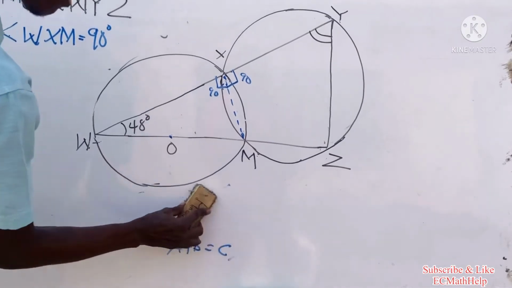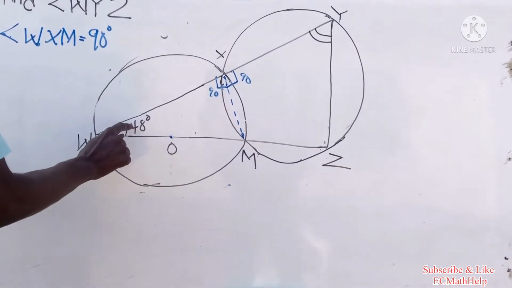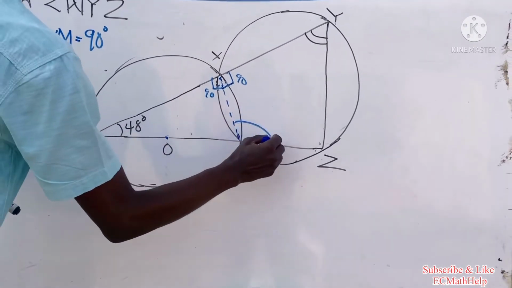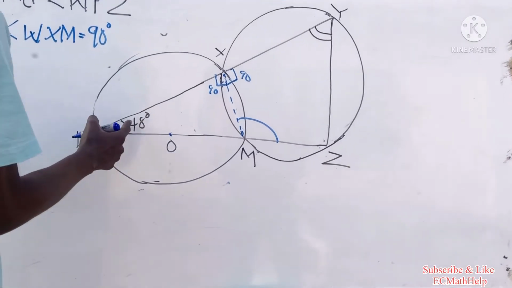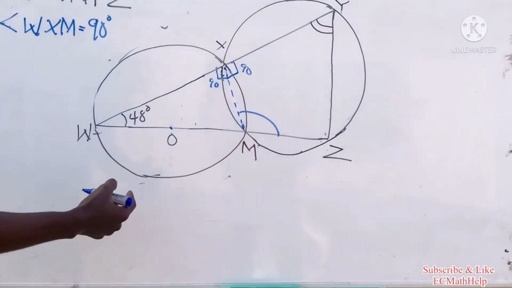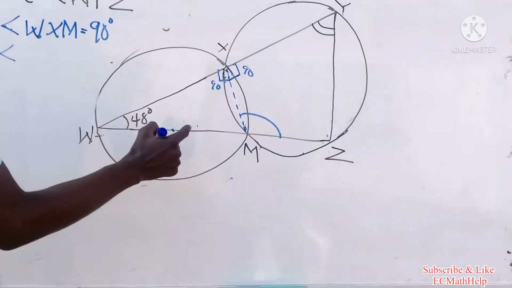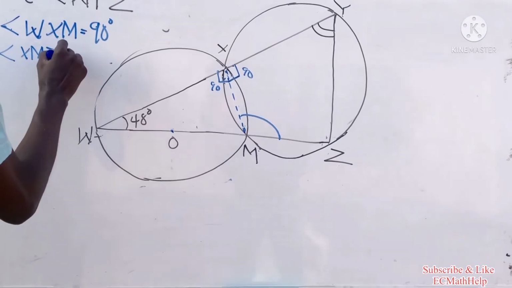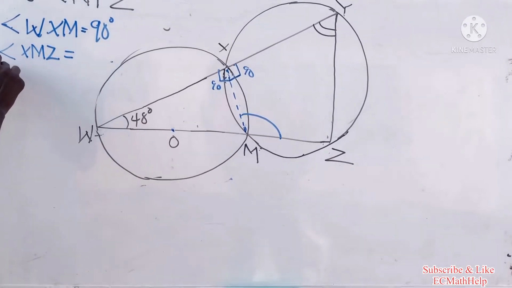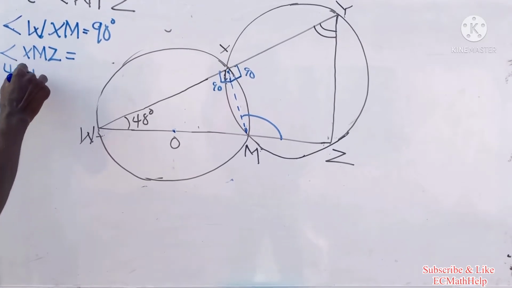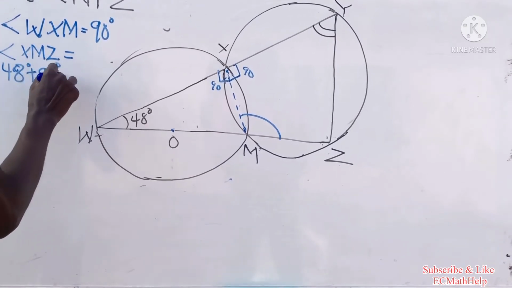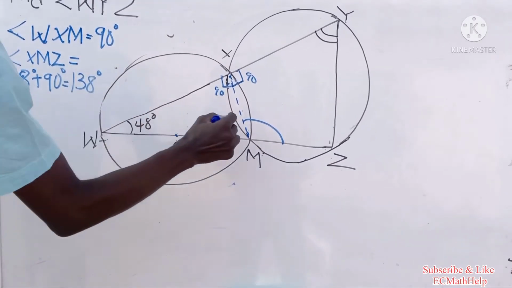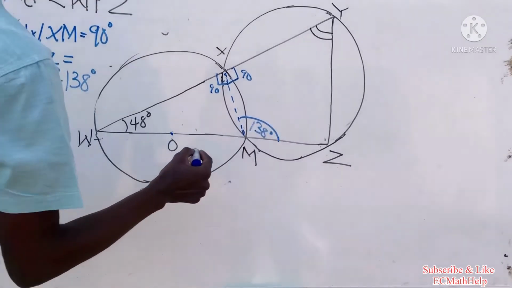In the same way, we can say that 48 plus 90 is equal to the angle over here. So we can say angle XMZ equals 48 plus 90 degrees, which is equal to 138 degrees. So here is 138 degrees.